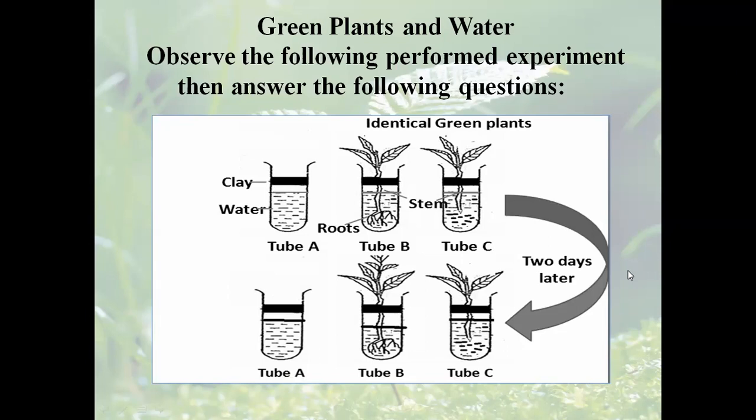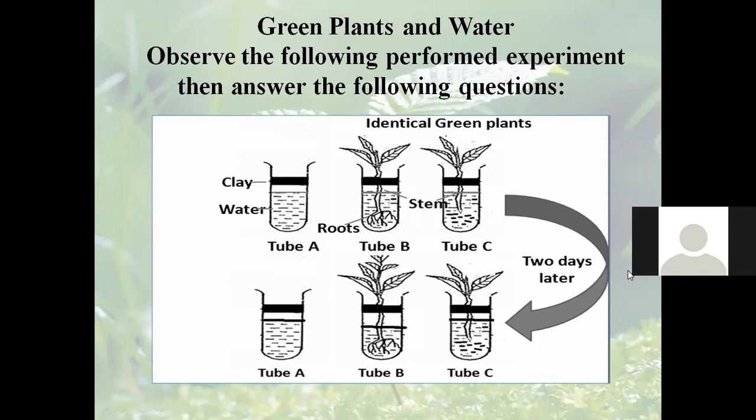Samir Bawab, what do you think? What can you say about tube A? What is the role of tube A? It's a control tube to compare the results at the end of the experiment. Excellent. So tube A is a control tube.